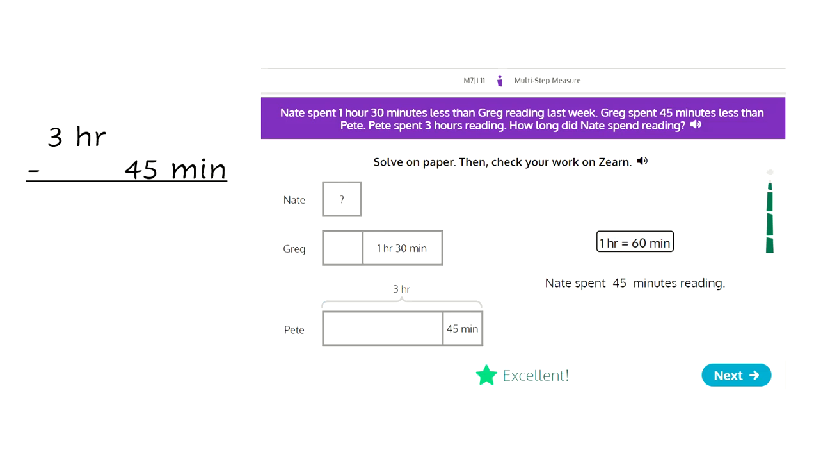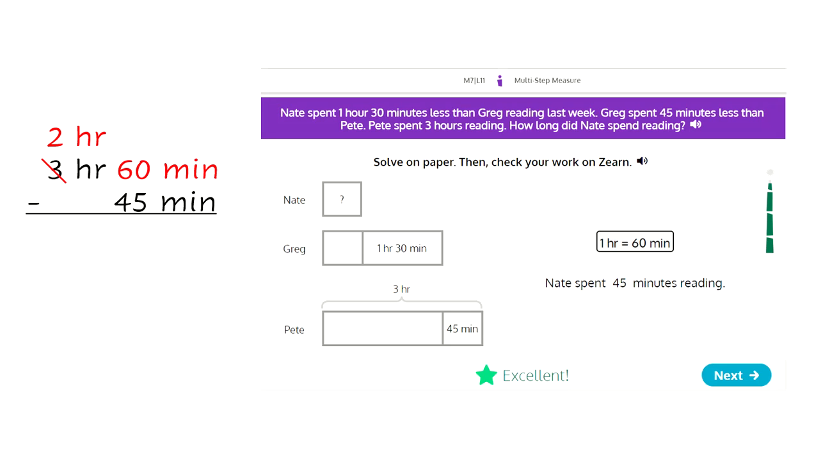Nate spent 45 minutes reading. I'll take you through a step-by-step of how to solve it just in case you made a mistake. Set this up in standard algorithm. 3 hours minus 45 minutes. Notice that I have an hours column and a minutes column. These are very important to keep separated.